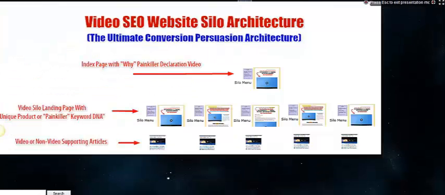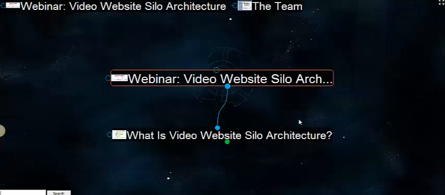So we know this is an image of the video website silo architecture. You can see the only difference really is that there's videos on each page. We still have the silo landing page and the unique product aspect and the video, non-video supporting articles. It doesn't really matter if you use video or not, but we just want to add video. So we're going to get right into talking about why we built this course.